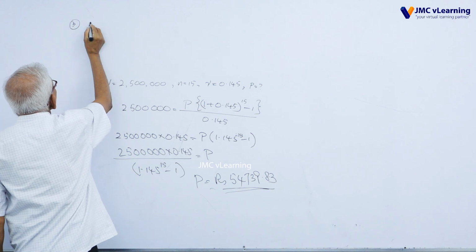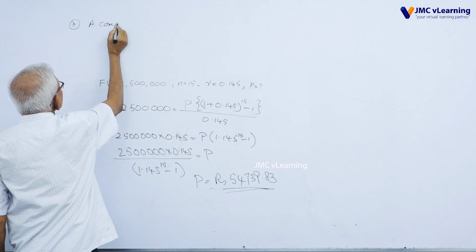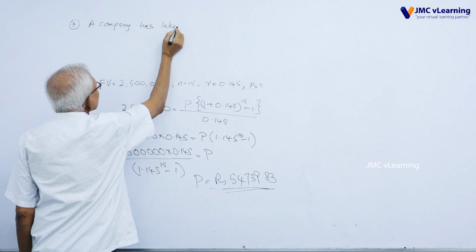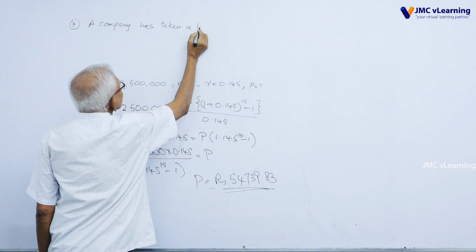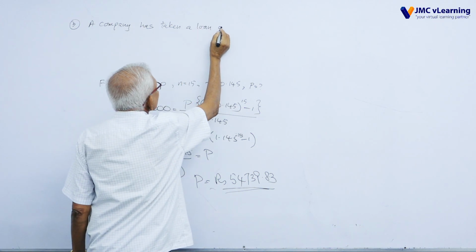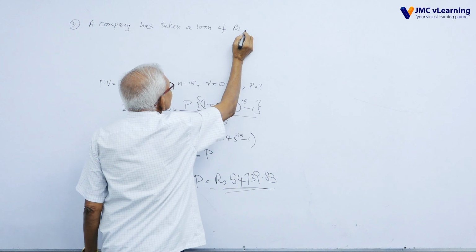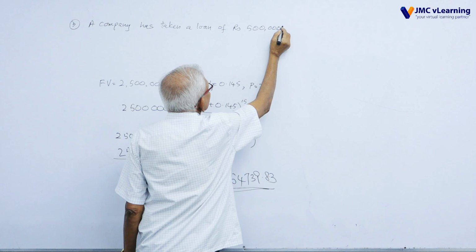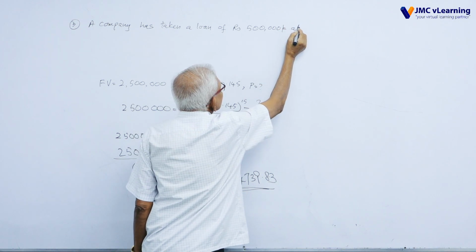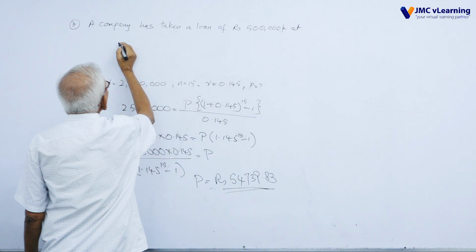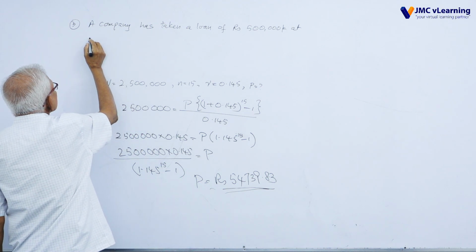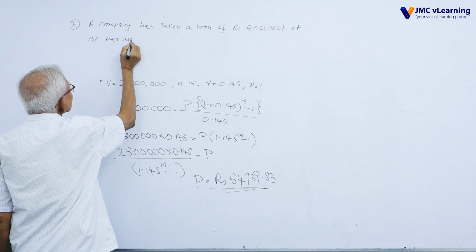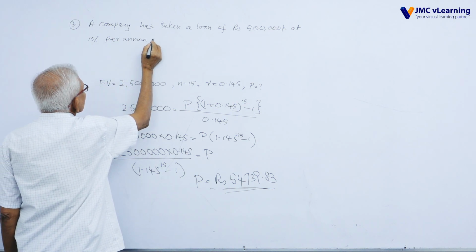Third question. A company has taken a loan of rupees 500,000, we'll put a round number, at 15% per annum compound interest.